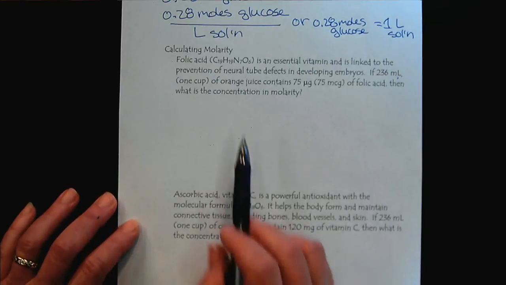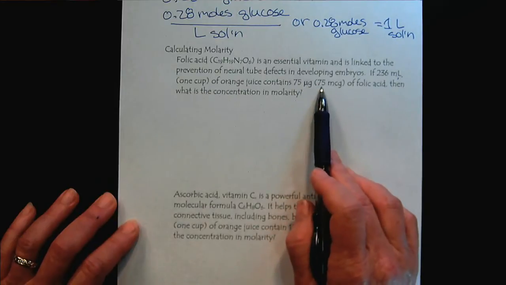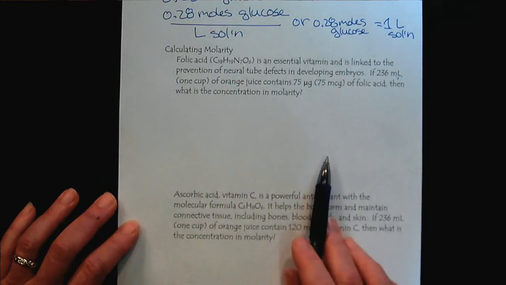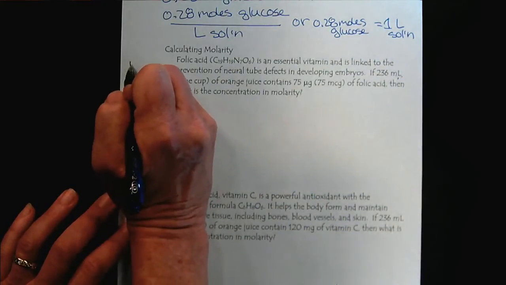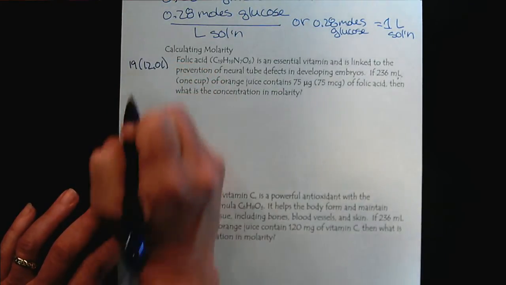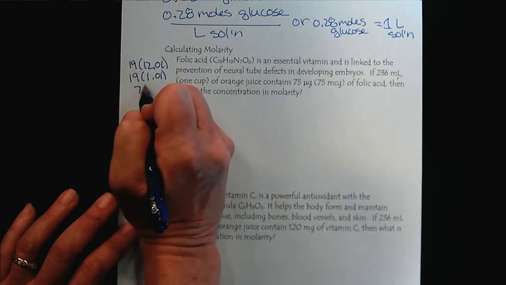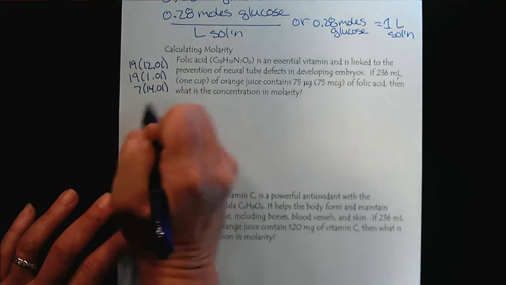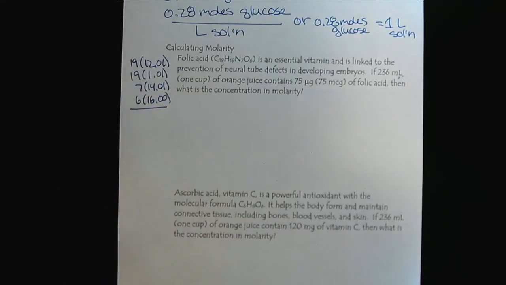So the first thing we're going to need is, if we have information in micrograms or grams and we're asked to go to molarity, we're going to need the molar mass. So along the margins of our paper, we're going to have 19 carbons, and the periodic table gives us the molar mass, 19 hydrogens, 7 nitrogens, and 6 oxygens. So the molar mass of folic acid, now that we have that set up, we can do the calculation.